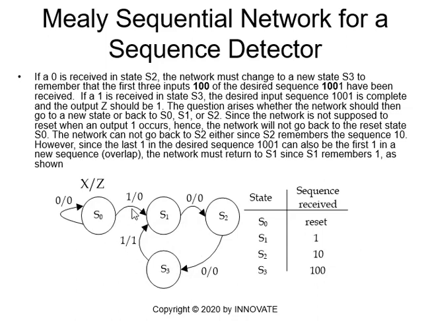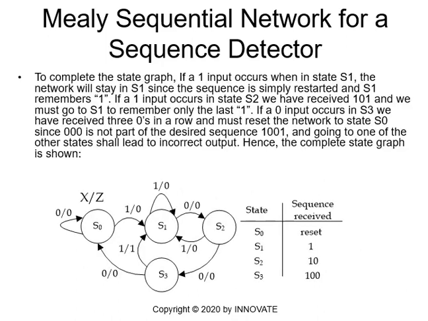Now, this is the state graph, partially completed. Every state, every node must have two outputs, one for x is 0 and one for x is 1. So I'm done with S0. In S1, if I receive multiple 1s, like 1, 1, 1, 1, 1, since S1 remembers only 1, I will stay in S1. S2 remembers 1, 0. But if I receive a 1, I need to remember only this 1, which is the initial bit of the sequence 1001. So I go to S1.